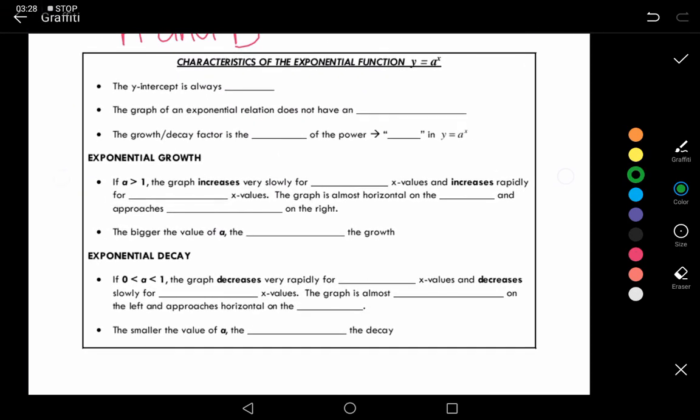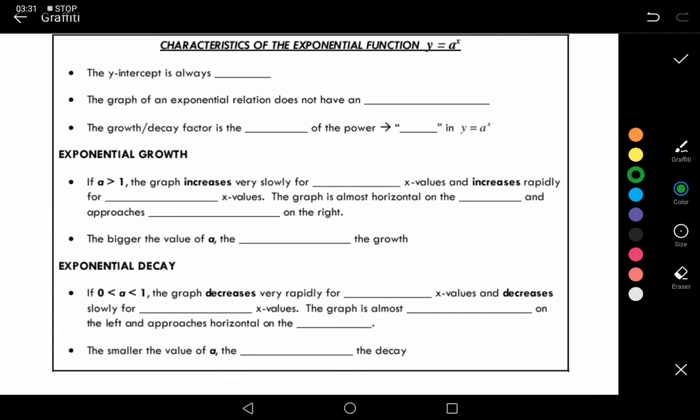All right, so let's summarize some characteristics of exponential functions y equals a to the power of x. The y-intercept is always going to be (0, 1). That's a 0, not a 6. And we saw that above. All 4 of those graphs crossed at that same point. The graph of an exponential relation does not have an x-intercept. None of those graphs crossed our x-axis.